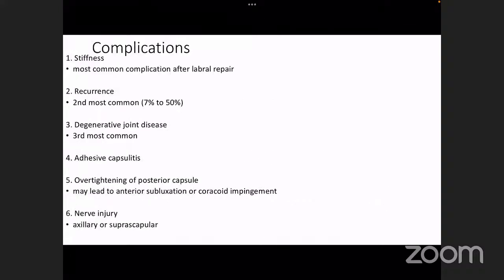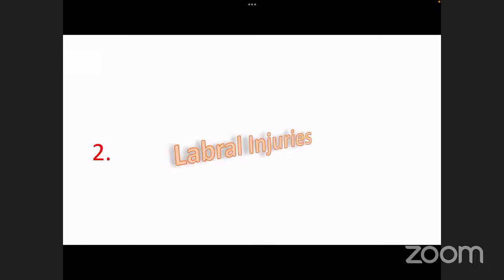The complications of any shoulder procedure: the most common is stiffness, especially after labral repair. Recurrence is the second most common, and I'm talking about after surgery. Degenerative arthritis is the third most common complication, and it comes especially with the Bankart open lateral procedure. It may occur after 10 or 15 years. Others are capsulitis, overtightening of the posterior capsule, and nerve injury, especially axillary nerve injuries.